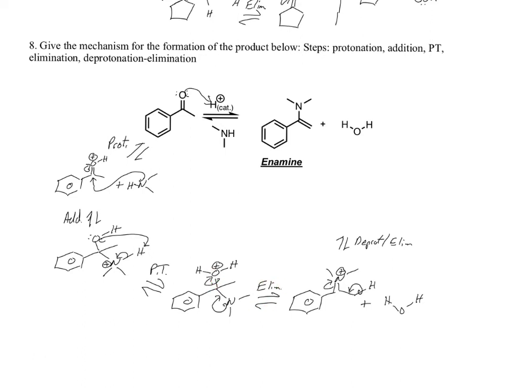Elimination, lost water. Then we do this deprotonation elimination. Notice that the H plus is a catalyst. So the electrons between the CH bond go there to form a pi bond. And this pi bond breaks, goes to nitrogen. So there's no charge on the nitrogen, and we've regenerated H plus.